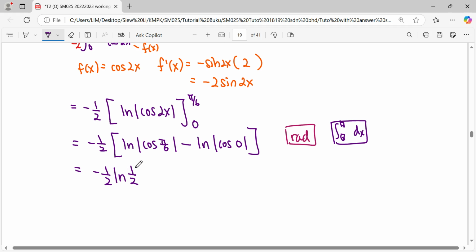Why is it ln 1 over 2? As we can see, cos pi over 6 equals, sorry, this is a writing mistake here, it is pi over 6 times 2, which is pi over 3. So it will give you 1 over 2. Therefore, negative 1 over 2 times ln 1 over 2. For ln cos 0, cos 0 is equal to 1, so ln 1 is equal to 0. So that's all. This is your final answer.